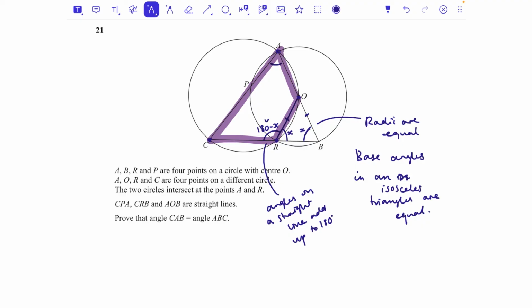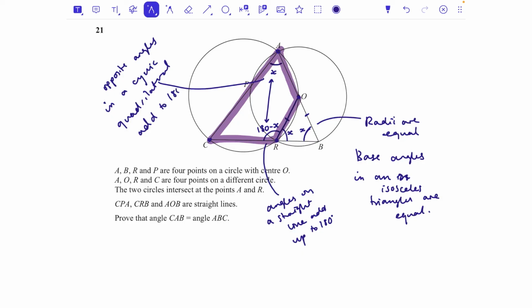So if this one is 180 take away X, then this one up here is X. Reason being is that opposite angles in a cyclic quadrilateral add to 180 degrees. So therefore we've got X up here and we've got X down here, so that's proved that they are the same. But a very, very tricky last question there. Circle theorems, but also using algebra, so that is the harder version of that topic.